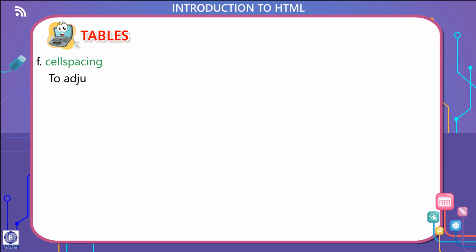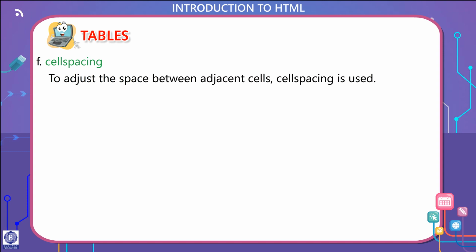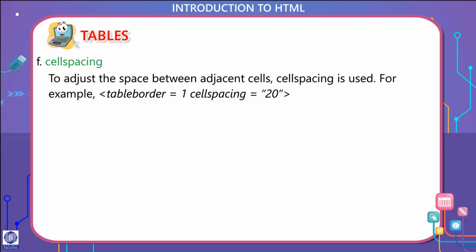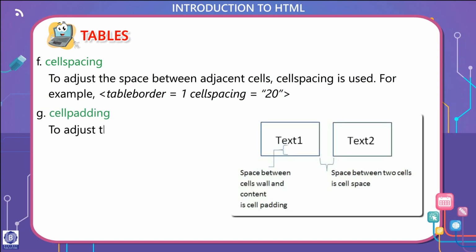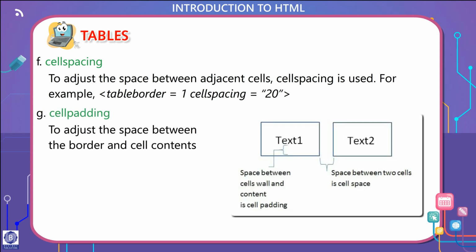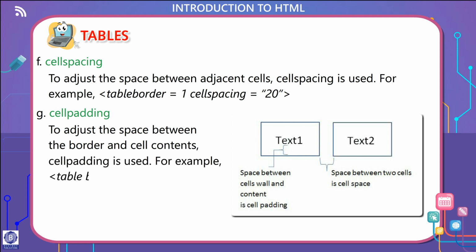Cell spacing. To adjust the space between adjacent cells, cellspacing is used. For example, <table border="1" cellspacing="20">. Cell padding. To adjust the space between the border and cell contents, cellpadding is used. For example, <table border="1" cellpadding="10">. Do you know? The default value of cell spacing and cell padding is 2. Attributes of the TD tag.